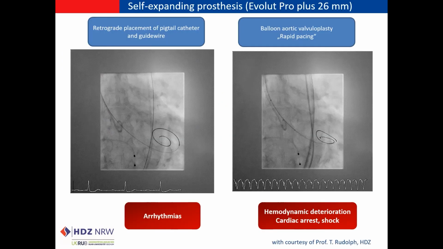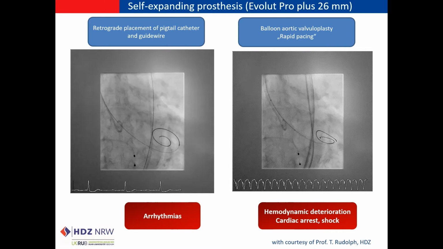In this slide, you see firstly on the left side the retrograde placement of the pigtail catheter in the non-coronary sinus, and this is a landmark to depict the level of the aortic annulus. And you see the guide wire across the aortic valve.